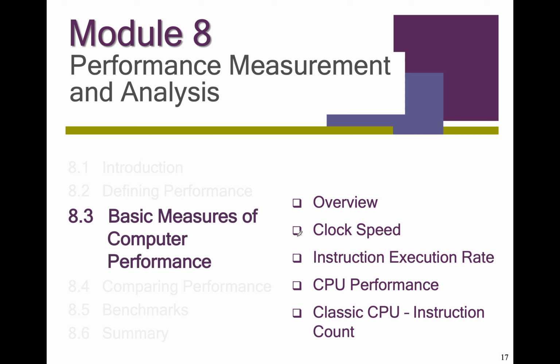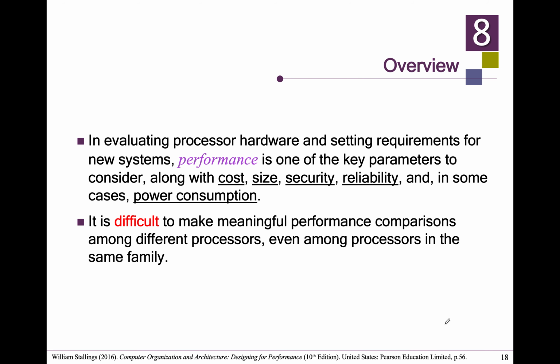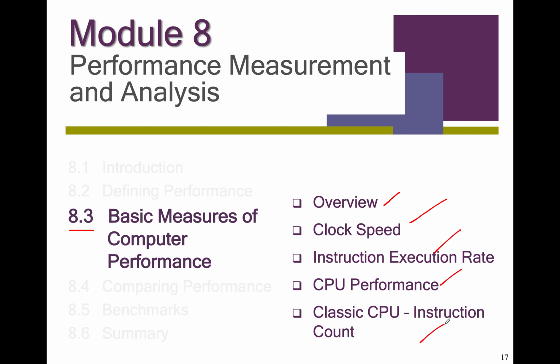So before we end our definition of performance, now we're going to look into 8.3, which is basic measurements of computer performance. We're going to look into the overview, the clock speed, instruction execution rate, CPU performance, classic CPU instruction count. I think this video is getting long, so I'm going to stop it now. Later on, we're going to have another video where we continue our 8.3.